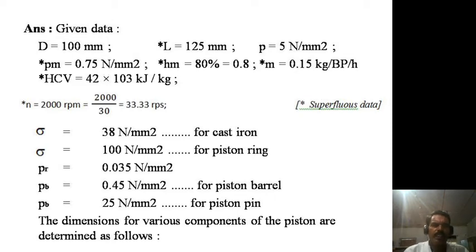Next, sigma is equal to 38 Newton per mm square for cast iron. For the piston ring, sigma is equal to 100 Newton per mm square, and PR is equal to 0.035 Newton per mm square. PB, bearing pressure, is equal to 0.45 Newton per mm square for the piston barrel. PB, bearing pressure for the piston pin, is different, that is equal to 25 Newton per mm square. The dimensions for various components of the piston are determined as below.